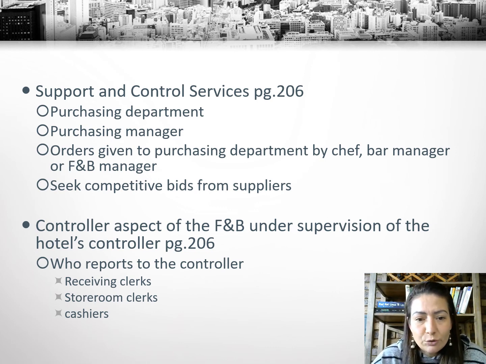So they have to supervise it, and also reporting to the controller are the receiving clerk, storeroom clerk, and the cashiers. So the receiving clerk is the person that receives all the ingredients and goods that get delivered. They need to check all the things that get delivered against the purchasing order, whatever was ordered, if it gets delivered correctly, right price, right quality, quantity.